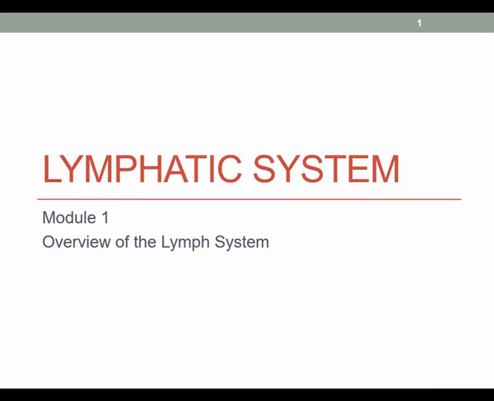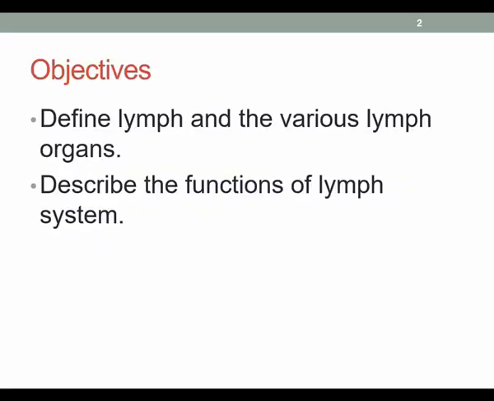This system is the lymphatic system, sometimes called the immune system, and the first module is just going to go over some of the anatomy and the function of the lymph nodes and capillaries themselves. The objectives of this module are to define lymph, the lymph organ, there's only one pretty much, and the functions of the lymph system except the immune function, which is module 2.